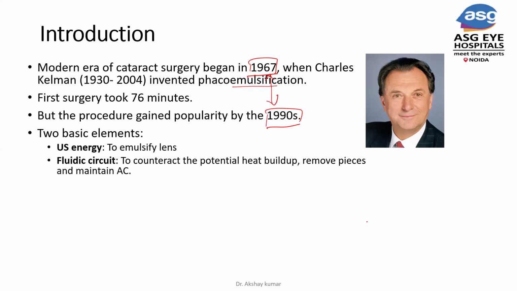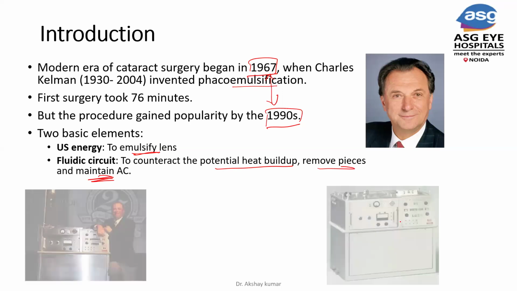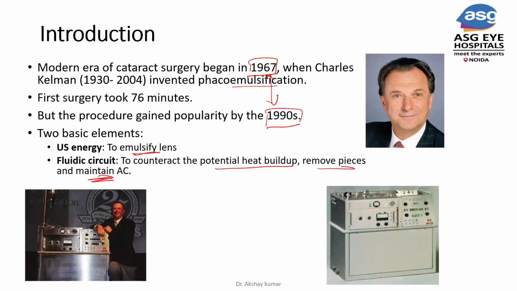So phacoemulsification has two basic elements. First is the ultrasound energy, which helps in emulsification of the lens, and then the fluidic circuit, which will maintain the anterior chamber, prevent potential heat buildup, and remove the pieces after the phacoemulsification. So this was the first machine, which was known as the Cavitron, made by Alcon.